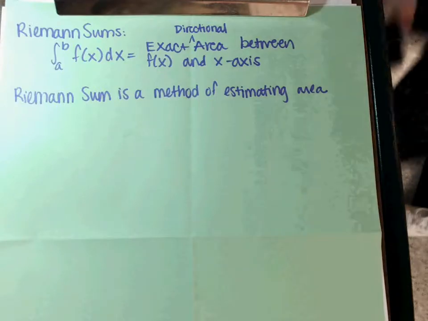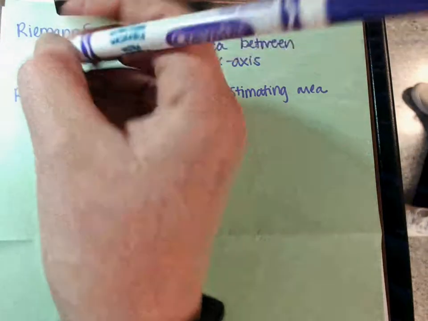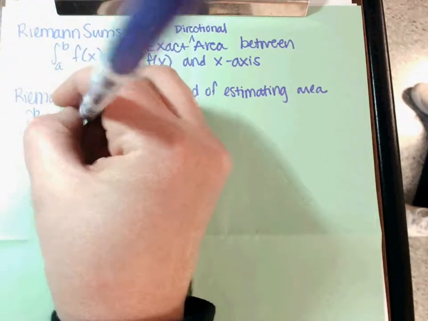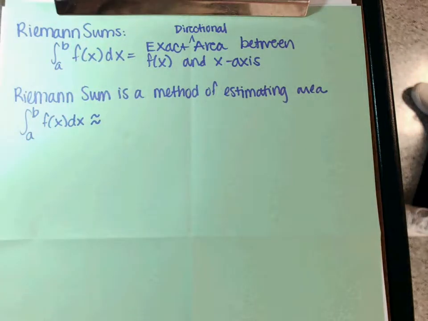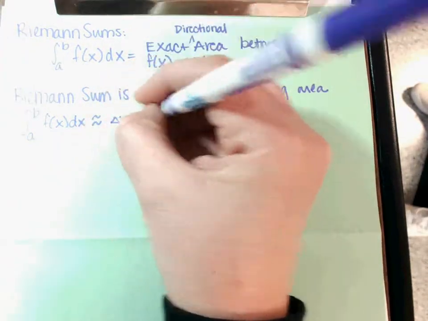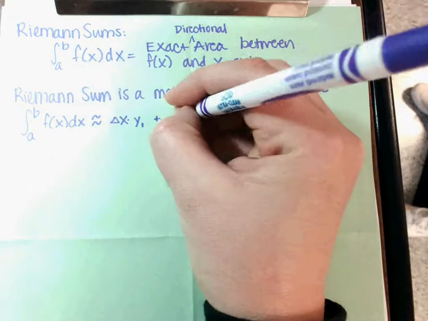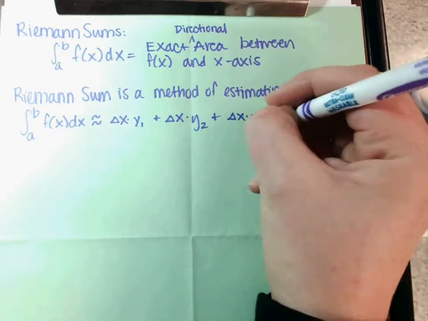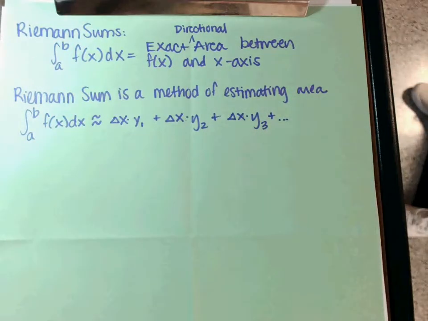Great question, though. Okay, so the integral from a to b of f of x dx is approximated by, and then remember, there are two versions. The first version would be delta x times y1 plus delta x times y2 plus delta x times y3 plus dot dot dot. Now you would only need to use that version if all of your subintervals are different widths. Now you can use that version no matter what.